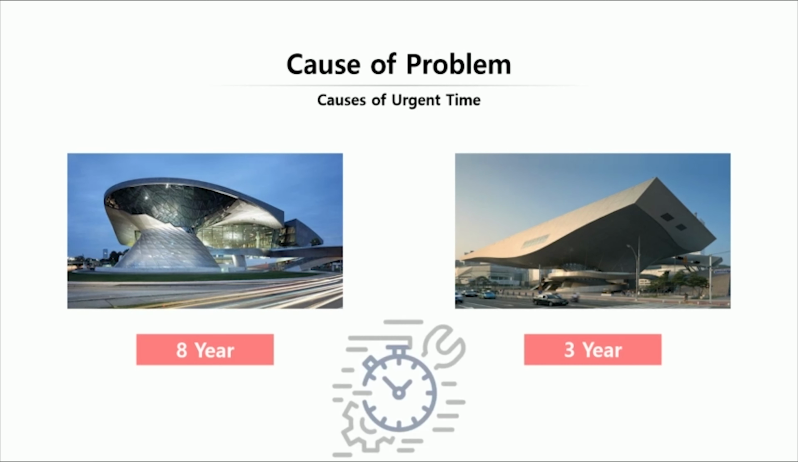The construction of the BMW Welt with similar design took 8 years, but the Busan Cinema Center is much larger, while the construction period is only 3 years. It is a miracle, but because the construction was completed in such a short time, the short time caused the problem. We thought the construction should be done easily, but it seems difficult in reality.